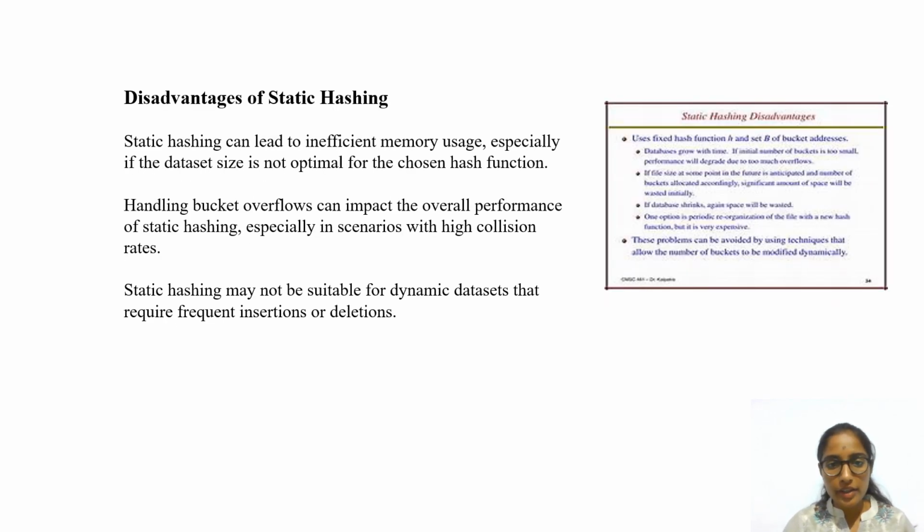Let us see few disadvantages of static hashing. Hash tables offer efficient data storage and retrieval, but they come with some drawbacks. These include collision resolution, variable performance, space overhead, lack of ordered data, and dependency on a quality hash function. They are not ideal for range queries, and resizing can introduce overhead. Static hashing may not be suitable for dynamic datasets that require frequent insertions or deletions. Handling bucket overflows can impact the overall performance of static hashing, especially in scenarios with high collision rates.